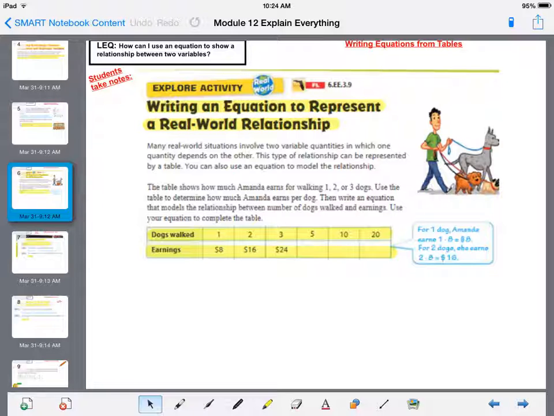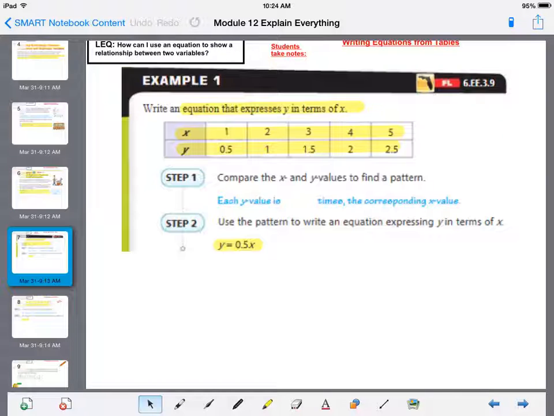So if Amanda walked 5 dogs, then she would make $40. If Amanda walked 10 dogs, she would make $80. And if she walked 20 dogs, she would make $160. This is another example of writing an equation that expresses y, your output, in terms of x, your input.